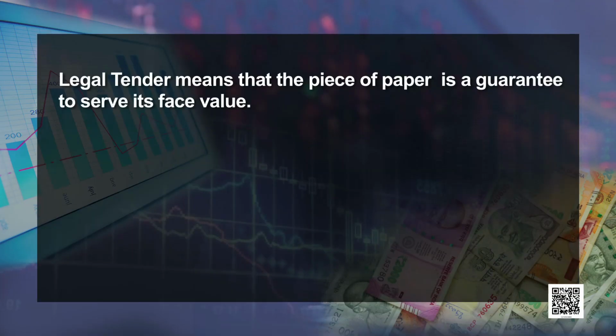You must have seen a currency note under which it is written that this currency is issued by the Reserve Bank of India and it is guaranteed by the central government. You must have seen that the governor signs the note and says that I promise to pay the bearer a sum of rupees 2000. So legal tender means that the piece of paper is guaranteed to serve its face value.